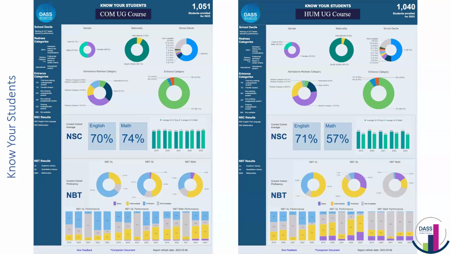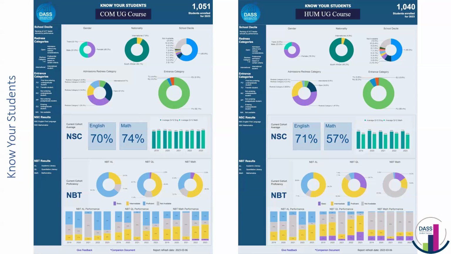What else? Well, the other things that we have in there, for example, the entrance category, shows us if that student is a first-time entering undergraduate student who started at UCT for the first time, or if that student has been in the system for some time, or if that student has transferred over from some other program or faculty.